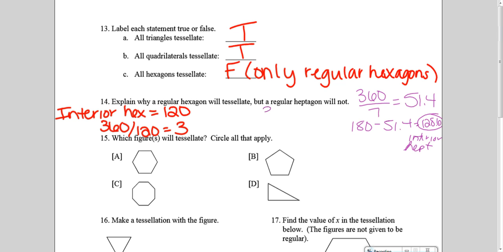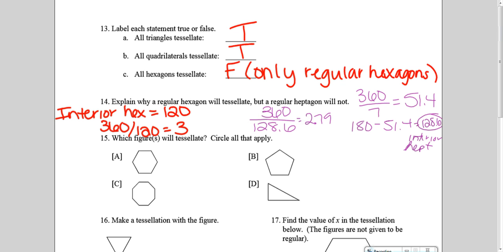So if I take 360 and divide that by 128.6, I get 2.79. Since that is not a whole number, it will not tessellate. We can't take any number of regular heptagons next to each other and form any vertex of 360 degrees. So it does not work.